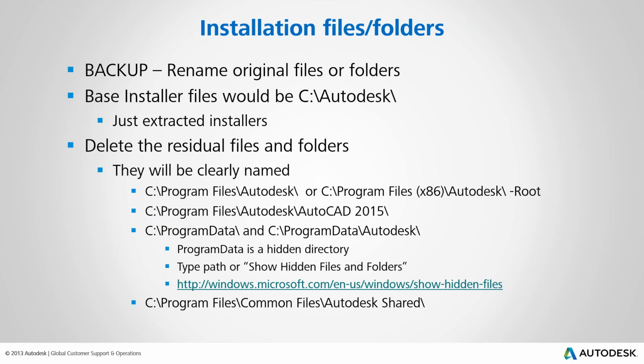You can either just manually type in C program data up in the address bar, or you can go into the options for Windows Explorer or File Explorer in Windows 10 and make it show the files that are hidden so you can see that C program data folder. The link there has some instructions for how you do that just on Microsoft's site.